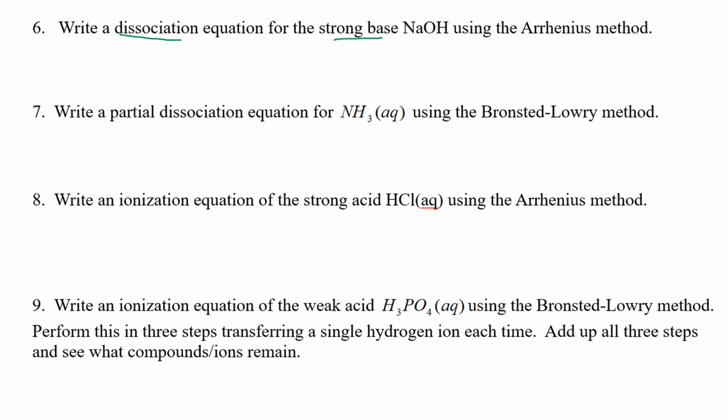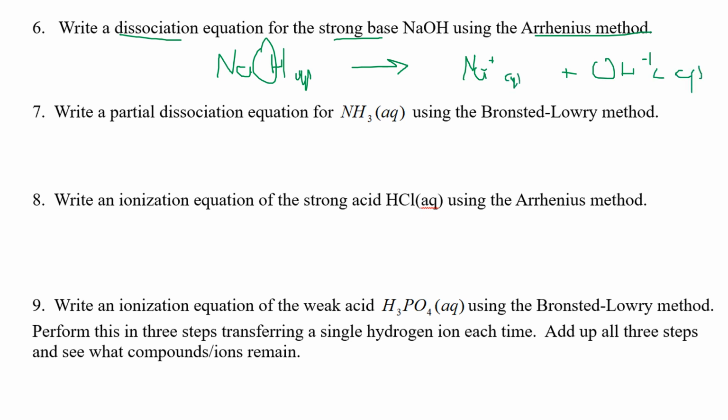6, dissociation, strong base. Oh, I'm using that arrow. Arrhenius method, no water. This should just be a simple one here. So NaOH, aqueous. Let's break it up into the 2 ions, which are Na plus and OH minus. Everything's in the aqueous state, as you can clearly tell by me writing aqueous.